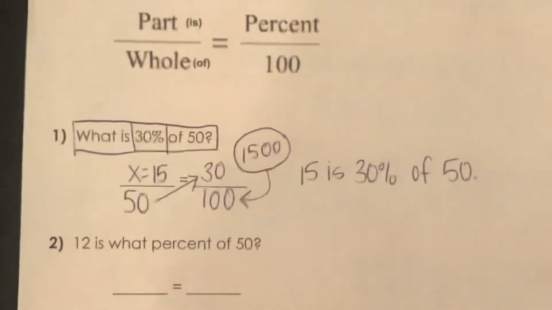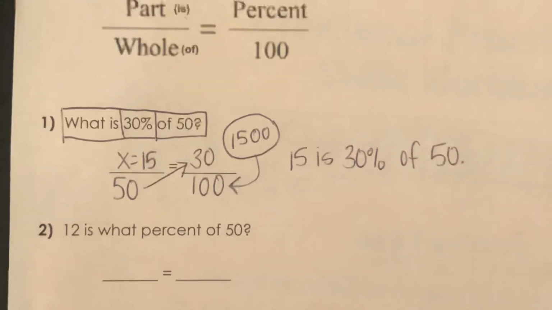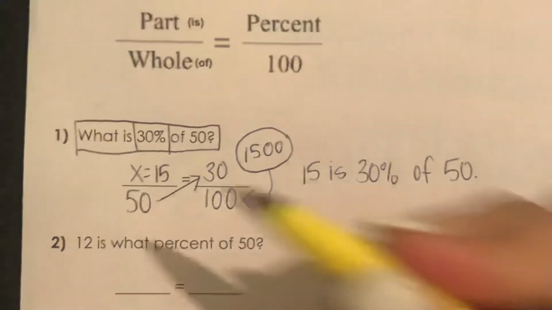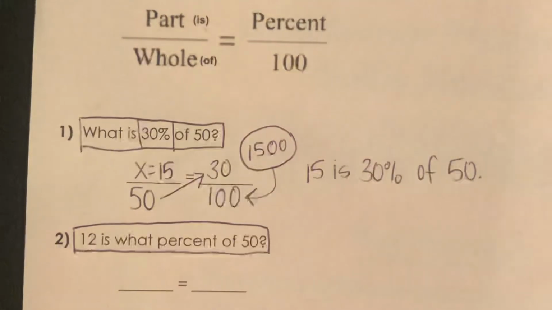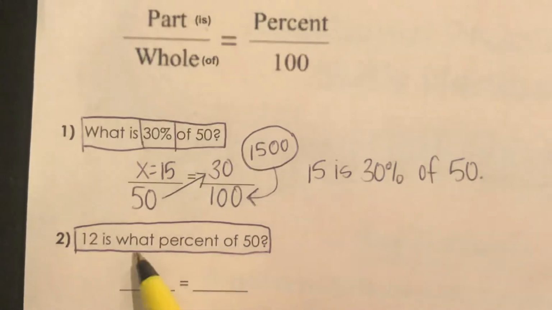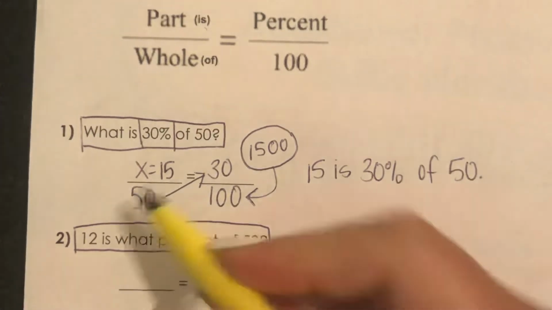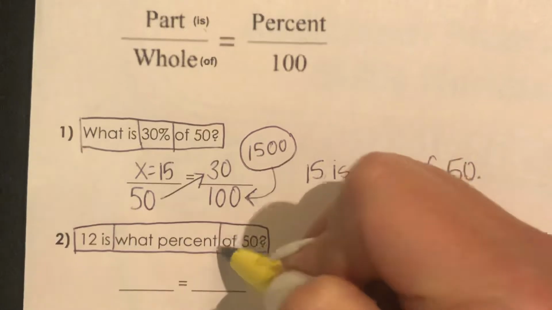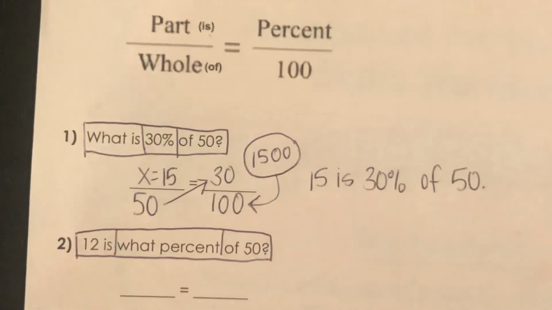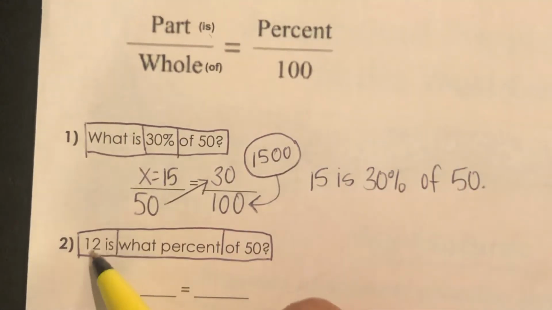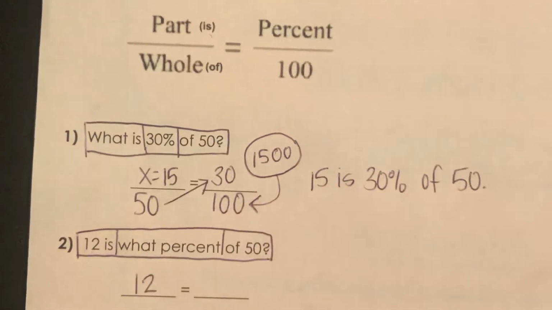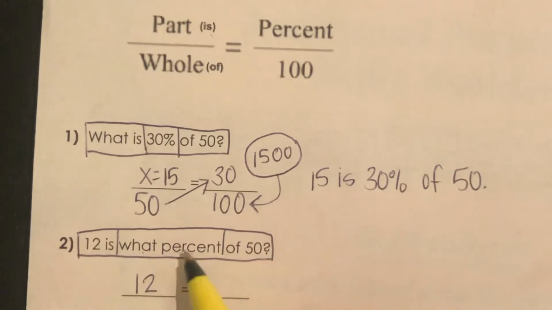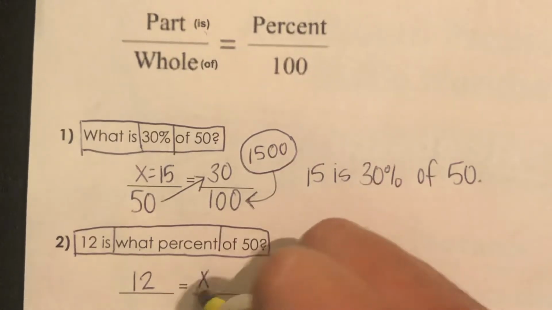Okay, so let's go down to number 2, and we'll see the same kind of problem. So we're going to put a box around it, and we're still going to box off our percent first, and that will give us our 3. But it doesn't tell us a certain number percent, it says what percent. So that means we don't know what the percent is. So we see "is," 12 is, that's going to be our part. So 12 is. Then we see what percent, so we don't know what the percent is. So we're going to put X.